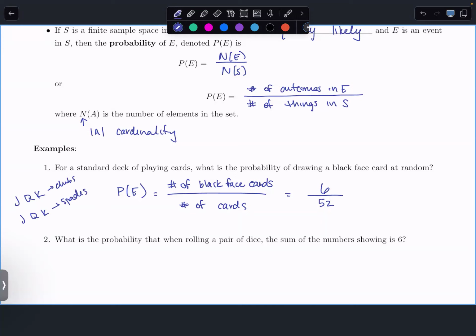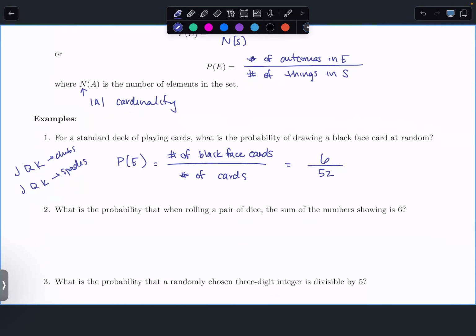I'm not going to have a calculator for this. I'm not going to expect that you do either, but when you do your web assigned stuff, you're going to have to do whatever it tells you.